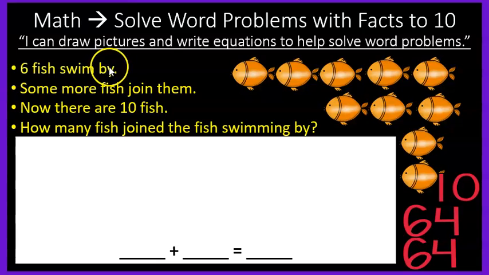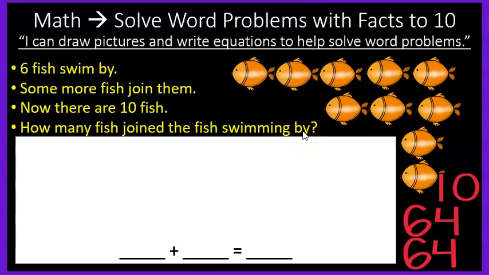Now, let's come up here to the yellow, okay? Let's look at this first statement. Let's read it together, okay? Here we go. 6 fish swim by. Let's move on to the second sentence. Here we go. Some more fish join them. Let's read the next sentence. Now, there are 10 fish. Now, let's read the question. Here we go. How many fish join the fish swimming by?